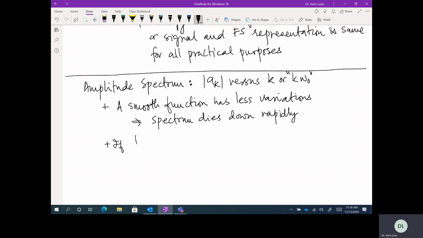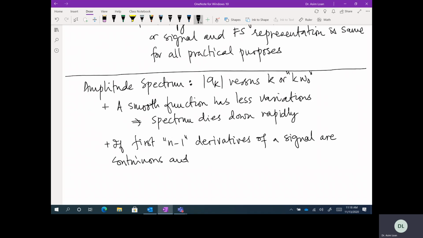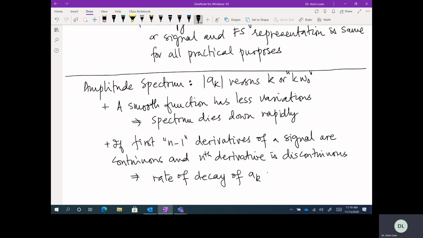So if the first n minus 1 derivatives of a signal are continuous, and the nth derivative is discontinuous, this implies the rate of decay of a_k is 1 over k to the power n plus 1.